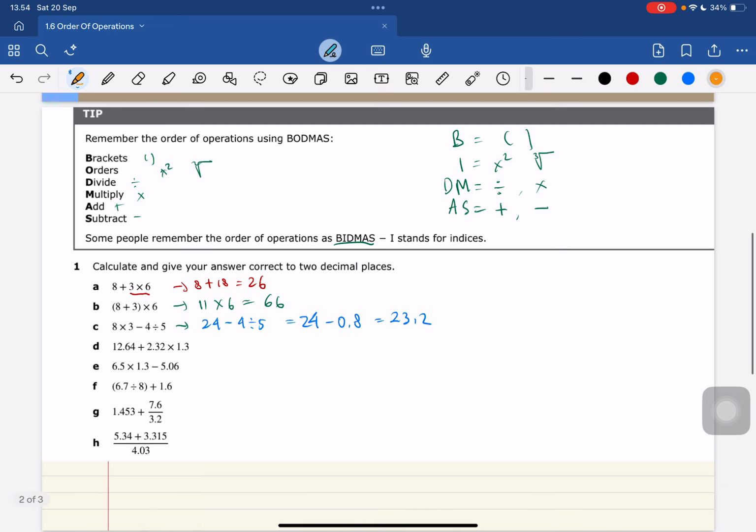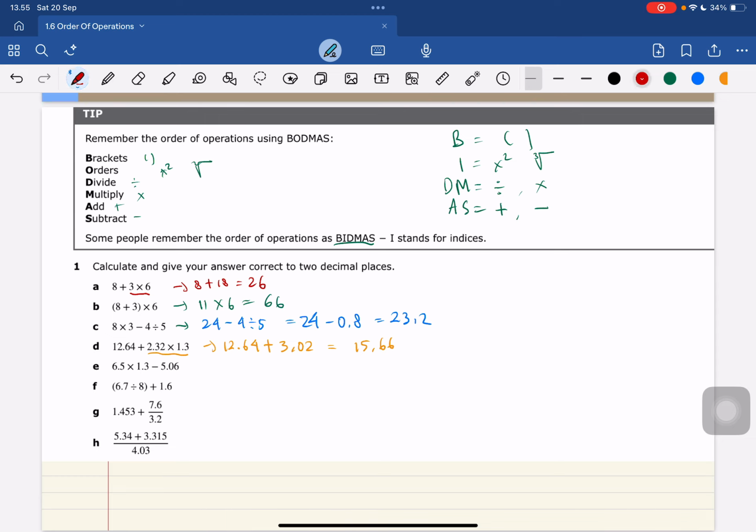Next, we got addition and multiplication. Okay, starting from the highest level, which is multiplication, 2.32 times 1.3. So let's write it, 12.64 plus 3.02, so the answer is 12.64 plus 30.2. So this is 15.66.